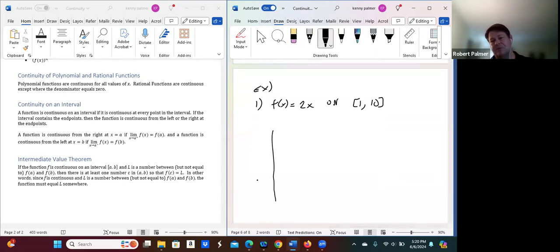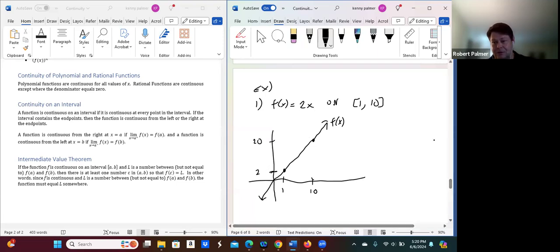It's a linear function. Okay, so it's a fairly steep function. It's kind of like this. All right, so here, let's say this is where it's 1 and 10. And so if you plug in 1, f of 1 is going to be 2. f of 10, plug in 10 for x, is going to be 20. Okay, now pick any number between 2 and 20.